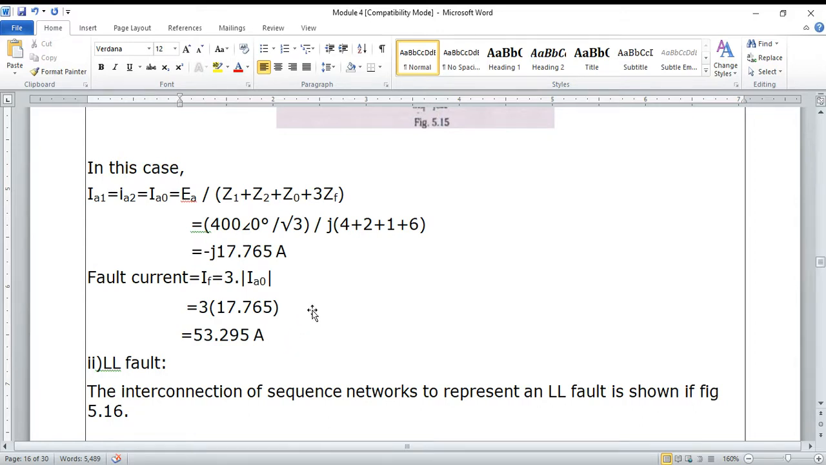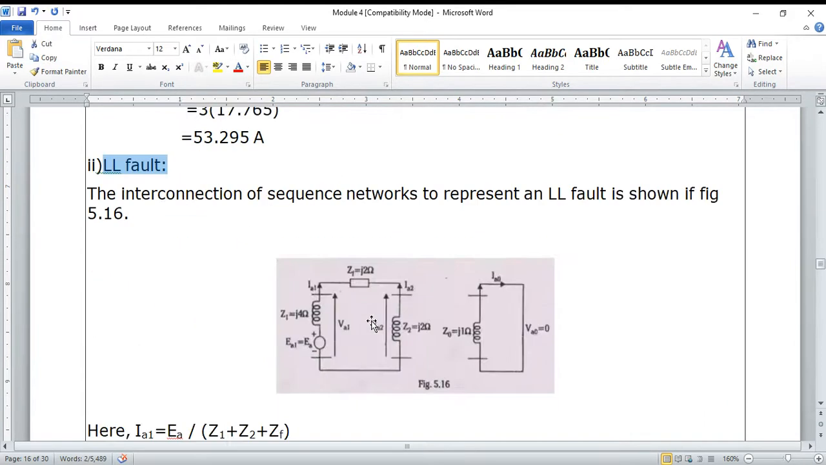Now with the same problem and the same data, we go on to find the fault current for line to line fault. First you write the interconnection of the sequence networks as we know. Here IA1 is equal to minus IA2, through a fault impedance ZF, as we already saw in the derivation. And here IA0 is equal to 0, so Z0 does not come into the picture here.